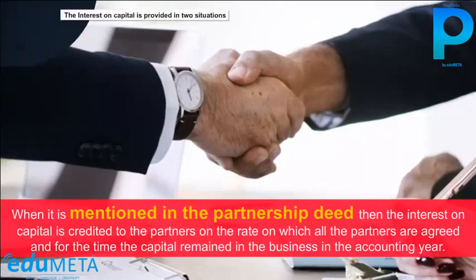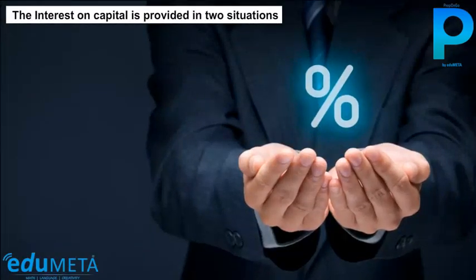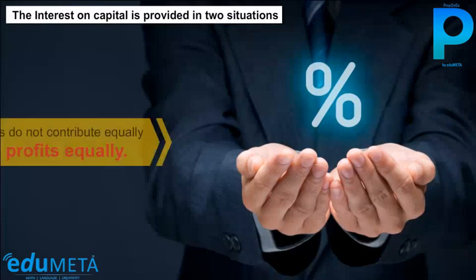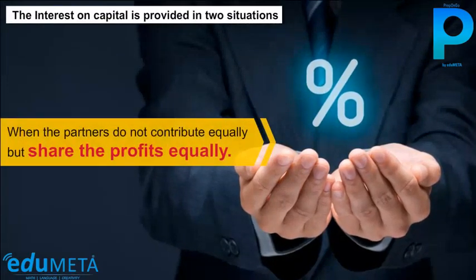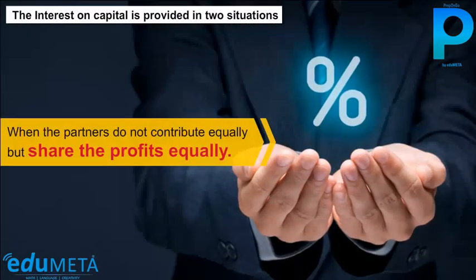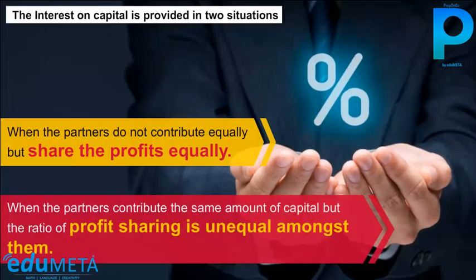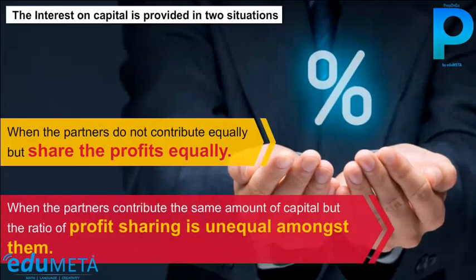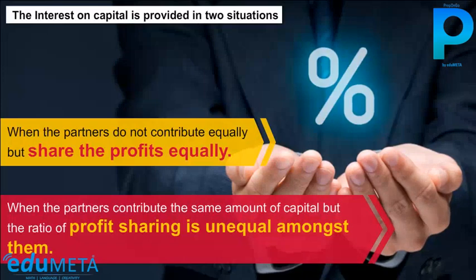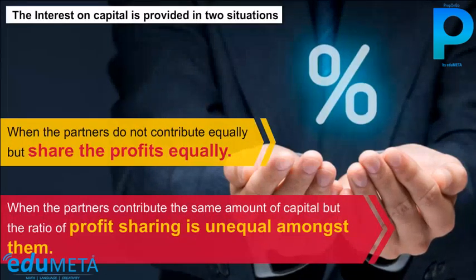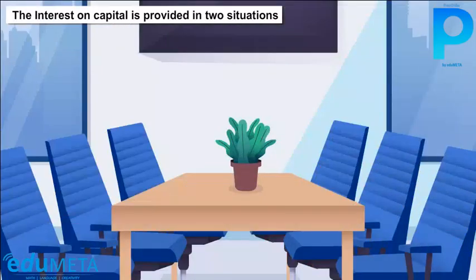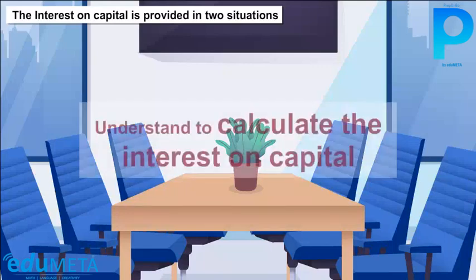accounting year. The interest on capital is provided in two situations: when the partners do not contribute equally but share the profits equally; when the partners contribute the same amount of capital but the rate of profit sharing is unequal amongst them. Let us take the help of a few examples to understand how to calculate the interest on capital.